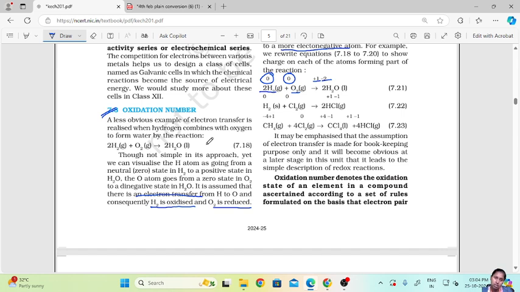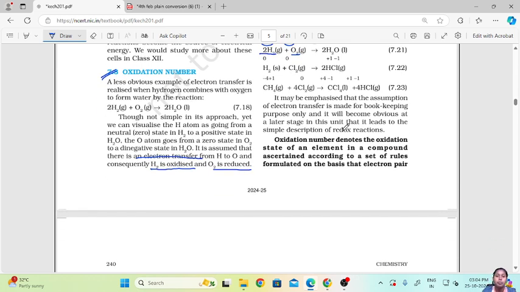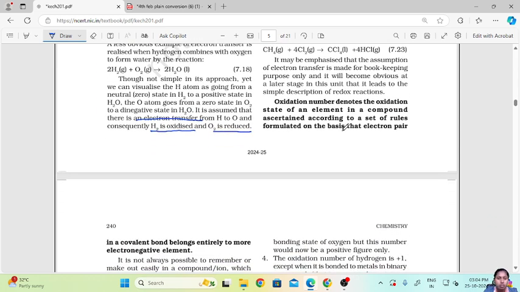So here, oxidation number, or the assumption of electron transfer, is made for bookkeeping purpose. Okay, it will become very obvious at a later stage. Now again, oxidation number denotes the oxidation state of an element in a compound ascertained according to a set of rules formulated on the basis that the electron pair in a covalent bond belongs entirely to the more electronegative element.